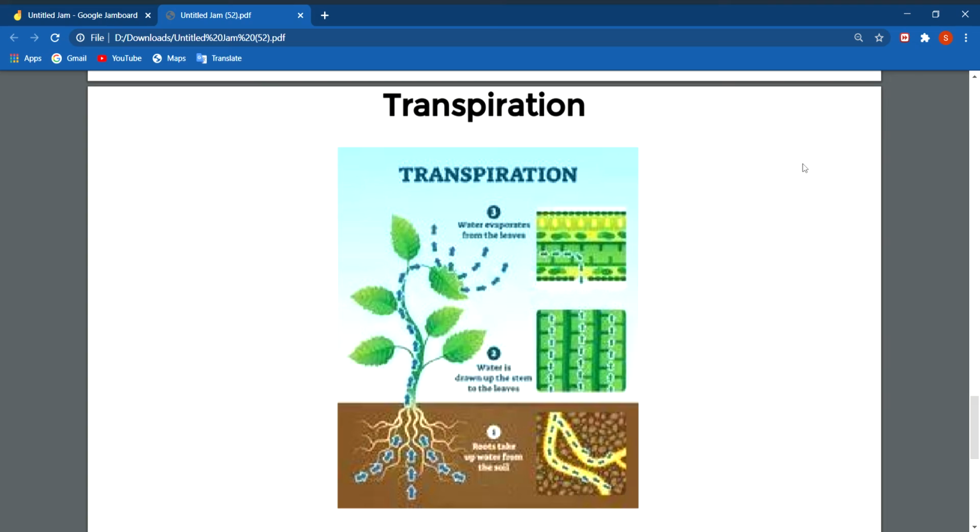The detailed process of transpiration will be taught to you when you go to higher classes. You must just remember that transpiration helps in cooling of the plant and conduction of water and minerals. These are the two benefits of transpiration. Transpiration is also called a necessary evil.